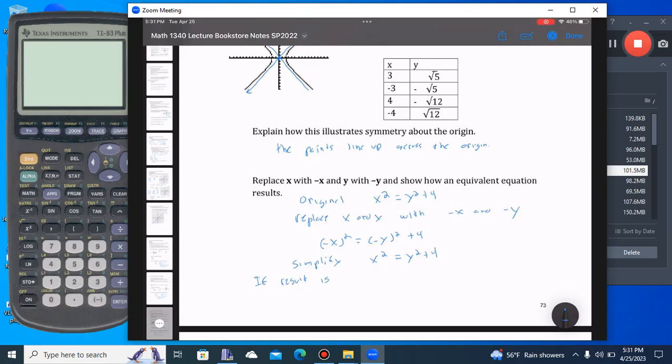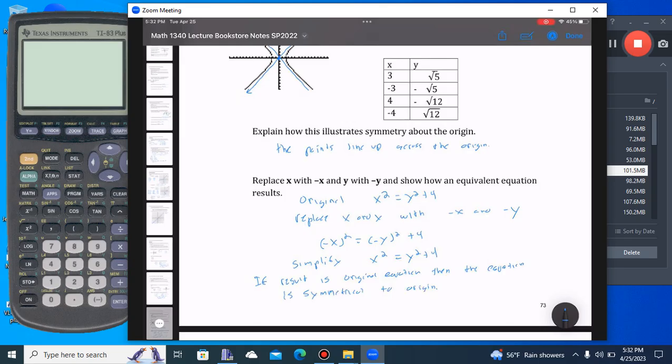And then again, if the result is the original equation, then the equation is symmetrical to the origin.